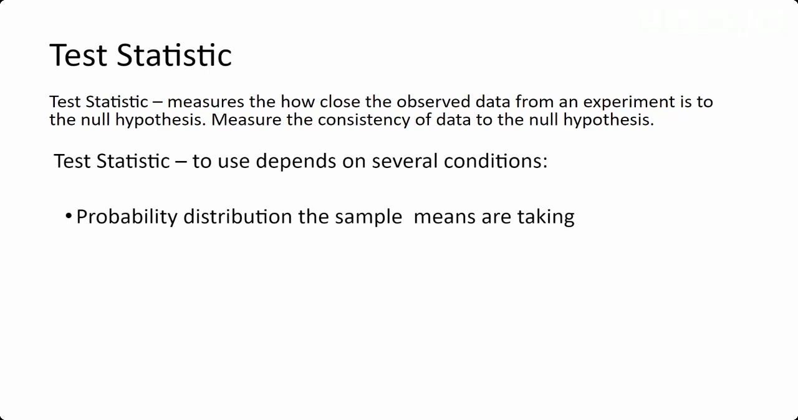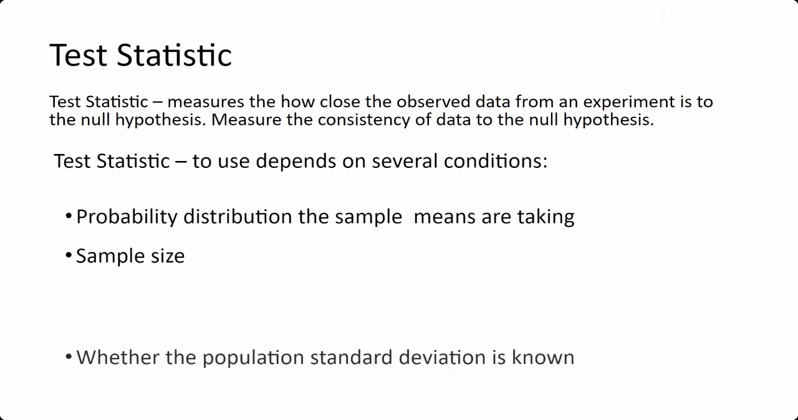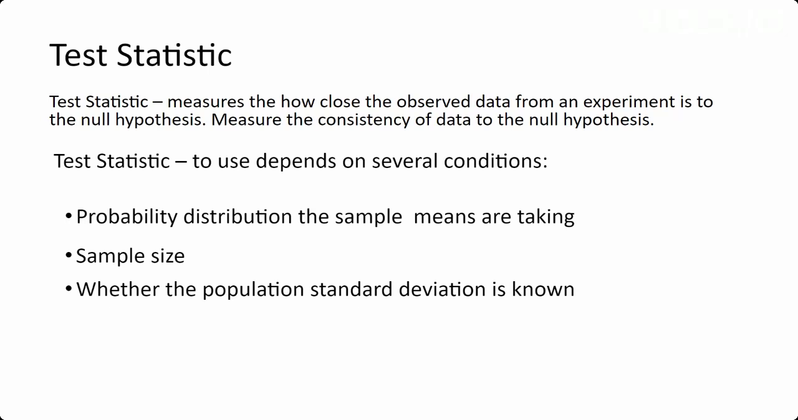For you to choose the test statistic to use, you look at the probability distribution of the sample. You also look at the sample size when deciding which test statistic to use. You also look at whether the population standard deviation is known. If it's not known, another test statistic is used. If it's known, another test statistic is used. We'll go into those details. You also look at the number of variables involved in your research when deciding which test statistic to use.